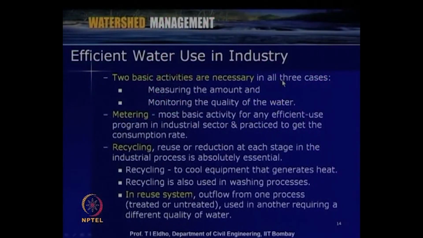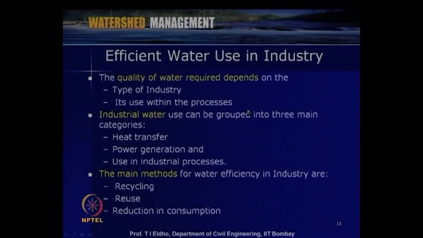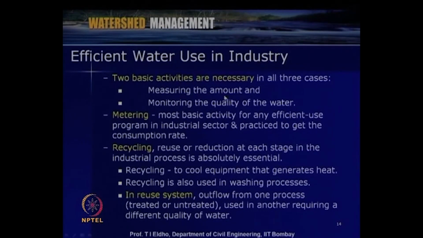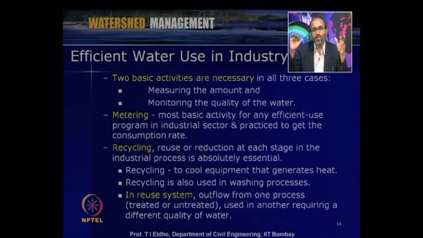So, now, further aspects when we look at efficient water use where industries are concerned. Two basic activities are necessary in all three cases: recycling, reuse and reduction in consumption. The two basic activities are that we have to measure the amount of water we are using, and we have to monitor the quality of the water. As I mentioned, if we know this much water is used for this purpose, we have to measure it; effective measurement or metering should be there.